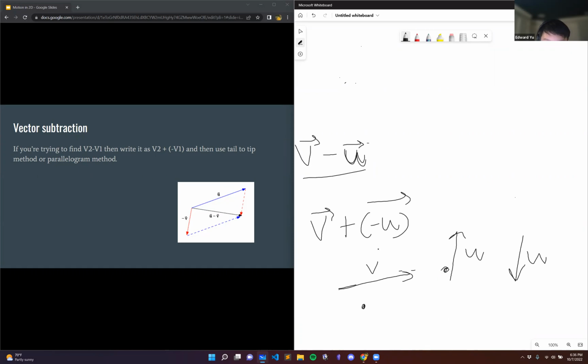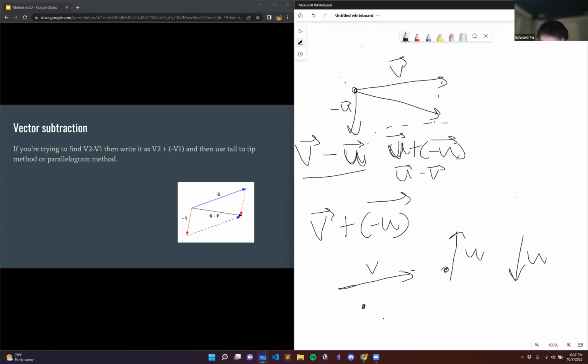So you can use the same methods, the tail to tip method and also the parallelogram method. In this diagram, you can see they're using the parallelogram method. If I draw them both at the same point again, this would be v. And since u is going this way, negative u would be right here. If you draw the parallelogram again, it would just be like this. So this diagonal would just be v plus negative u, or just v minus u.